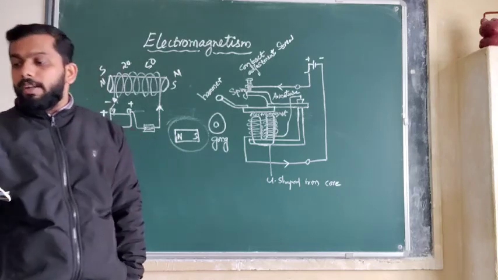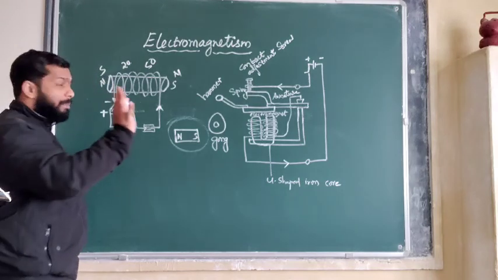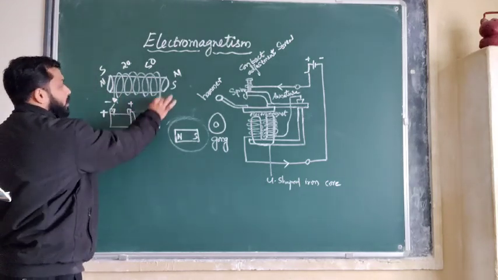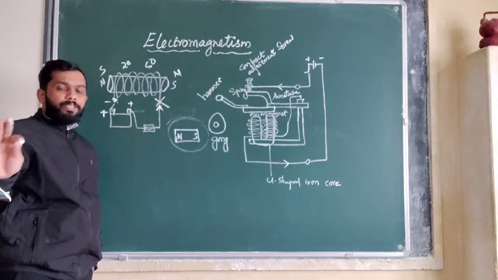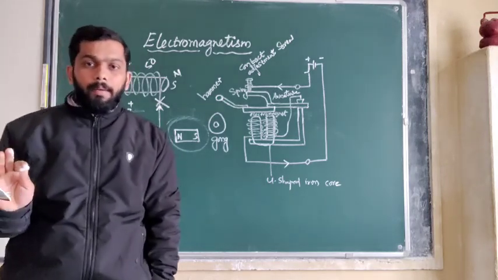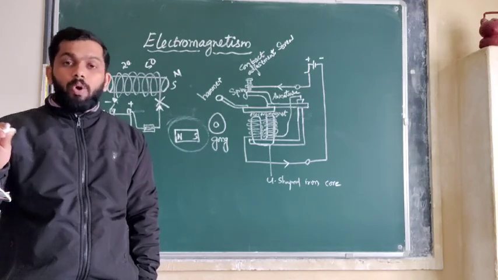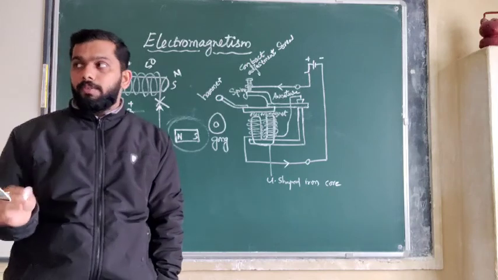Now, I think this is about our electromagnetism. An electromagnet acts as a magnet only when the current flows. As soon as the current is blocked or broken, it acts just like an iron core, destroying all the magnetic properties.